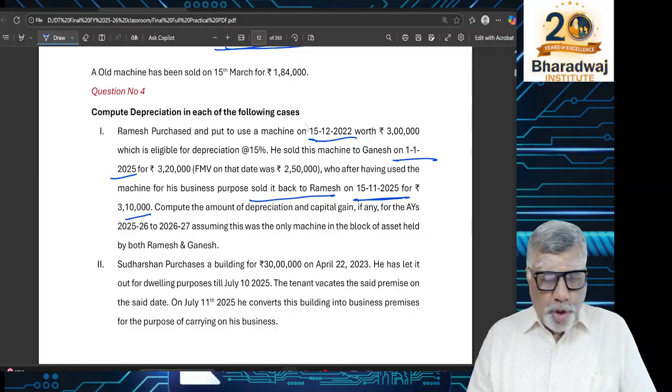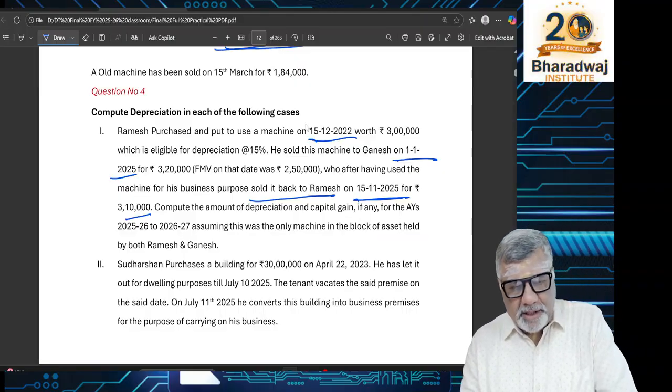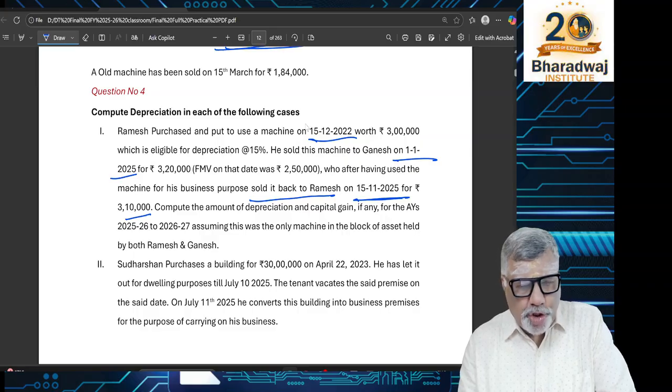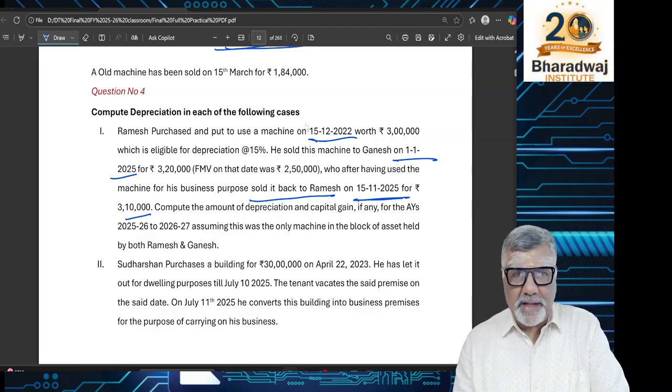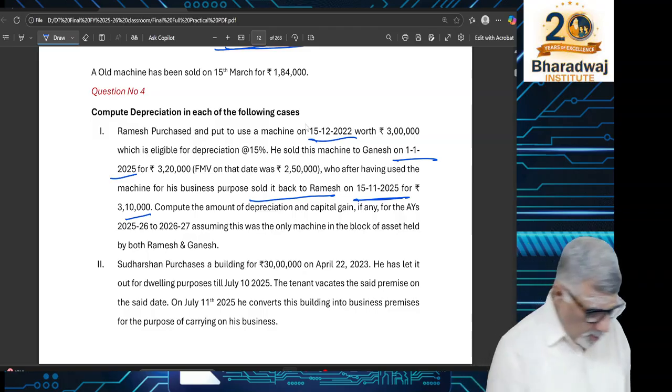Case B. Sudarshan purchased a building for 30 lakhs in April 23. He has let it out till July 10, 2025. The tenant vacates the said premises. On July 11, he converts this building into business premises for the purpose of carrying on business. Compute the value. 10% is the rate.